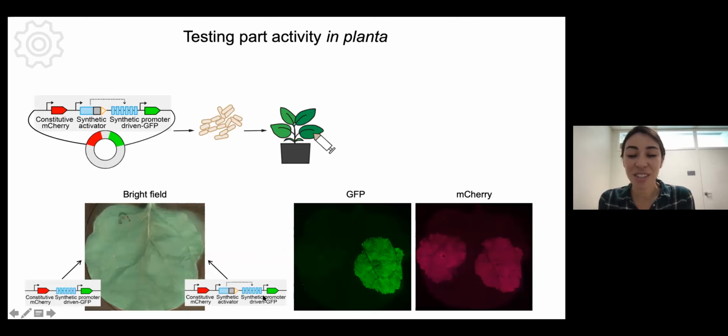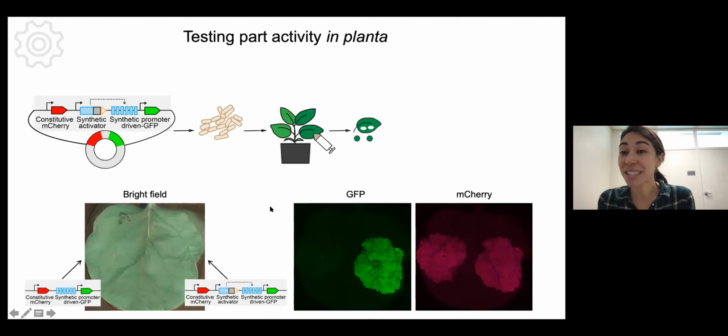Now, in addition to this GFP, we've actually got a constitutively expressed mCherry on all of these plasmids. This just allows us to normalize GFP expression because there's some variability in how efficiently these Agrobacterium conjugate DNA to the plant cells. And we want to control for that to make sure any variation in GFP expression we're seeing is actually due to the activity of our synthetic promoters and activators and not due to some other phenomena.